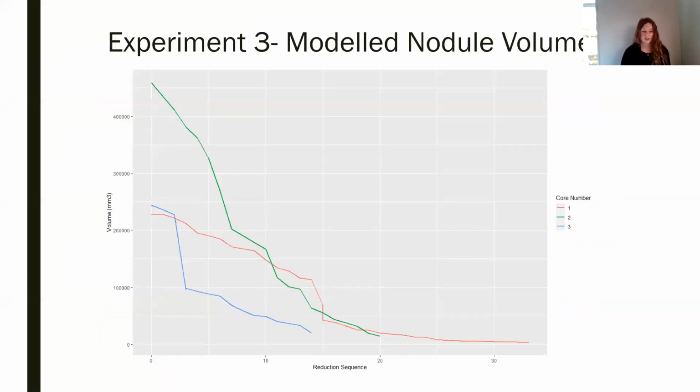As you can see in the figure, each chert nodule had a unique rate of volume reduction due to the internal quality of the material. Of particular note are the steep drops in the rate of core 1 and 3, where the core split in half during the reduction process. These results have implications for the reconstruction of original nodule volume, which won't be discussed today.